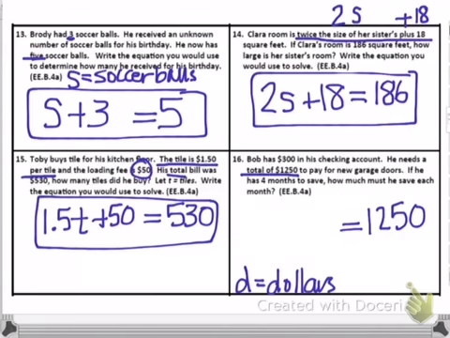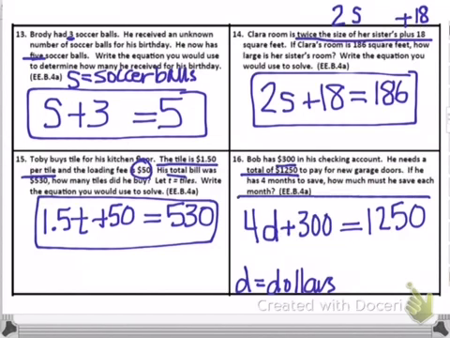So if that's our variable, we know that he has $300 already saved up. So he has 4 months, and he has to save an unknown amount each month, plus the $300 he already has saved, and the total of those two terms has to equal $1,250 so that he can pay for garage doors. And that takes care of number 16.